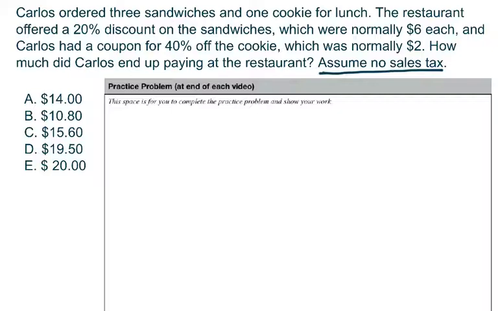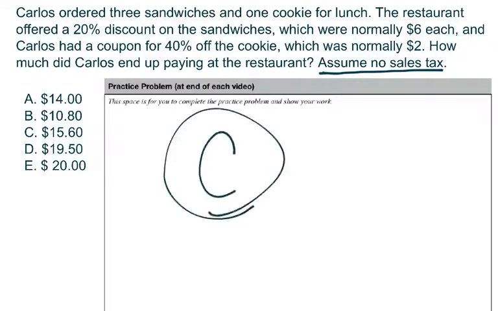All right, your correct answer for this problem is C. So if you didn't get C, go back, read the question super carefully, make sure you're multiplying the correct numbers, and then redo your work.